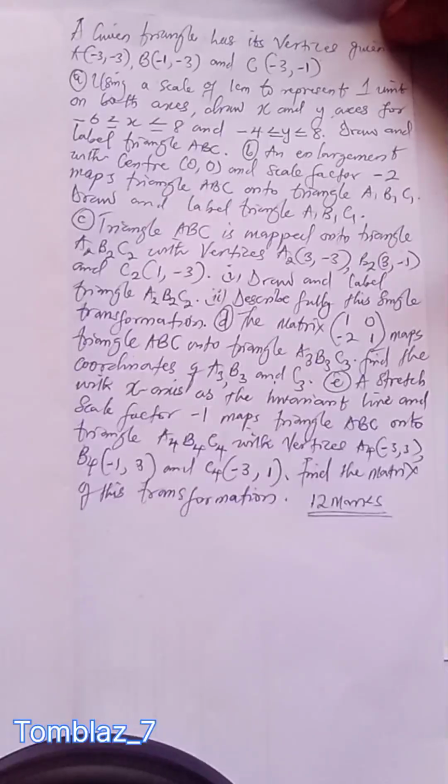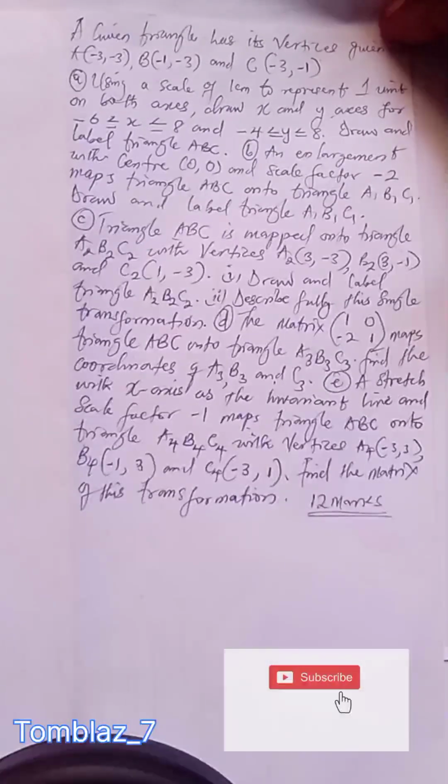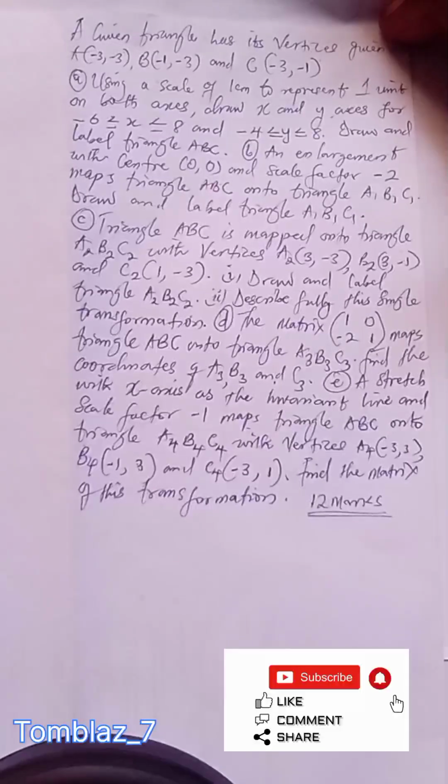Then, part two of C, you should describe fully the single transformation. And then D, the matrix 1, 0, minus 2, 1 maps triangle ABC onto triangle A3, B3, C3. Find the coordinates of A3, B3, and C3.